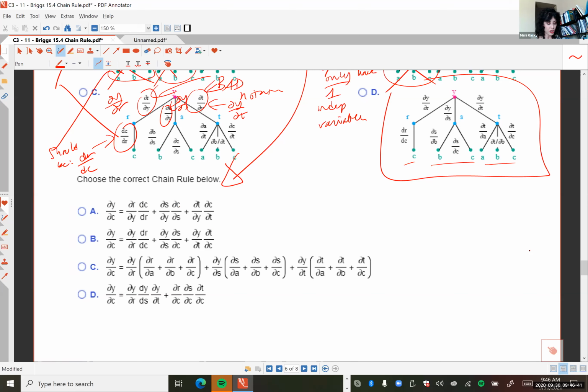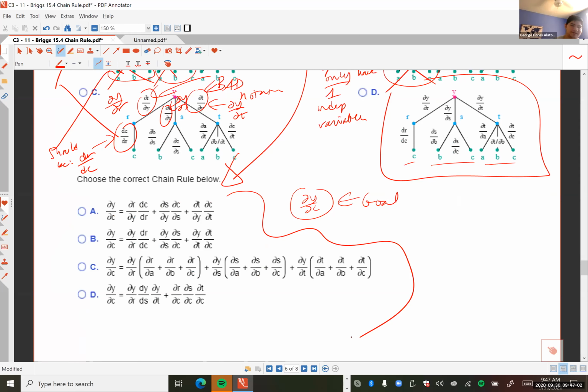Okay? Now, how about the correct chain rule below? Which one of these chain rules, oh my God, this is a hot mess, is the correct chain rule to find dy dc? Remember, they want dy dc as our goal for these choices here. Does anybody see a choice that looks like it's going to do the job? I have no idea. B? Who said that? I like it. I said, Emily, B. You are correct. Letter B is correct.